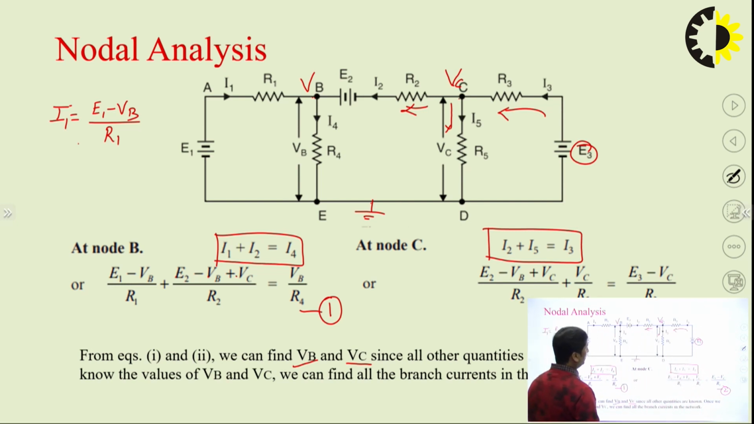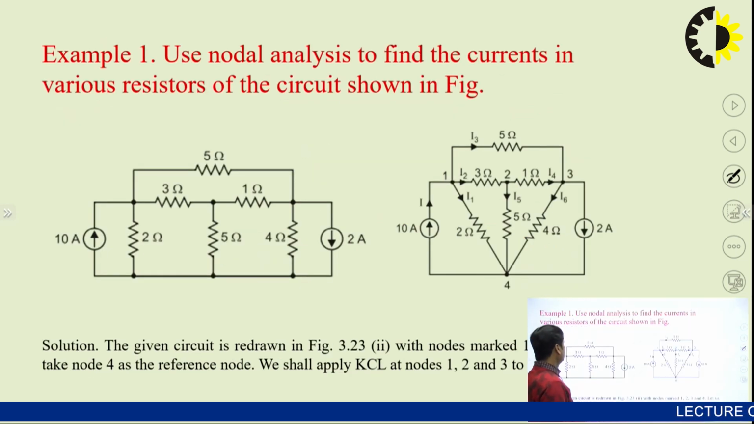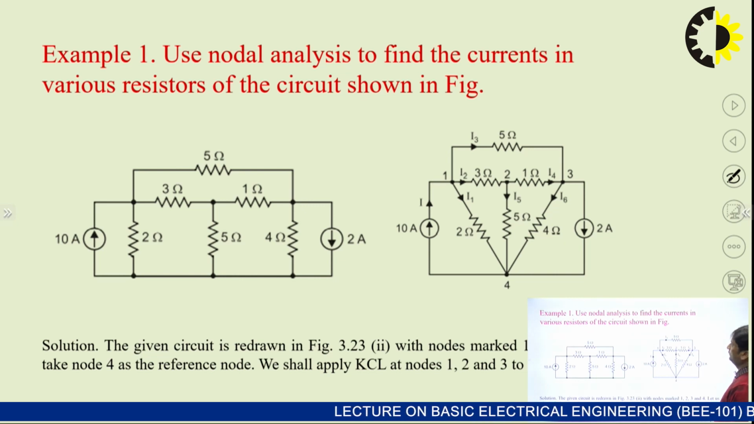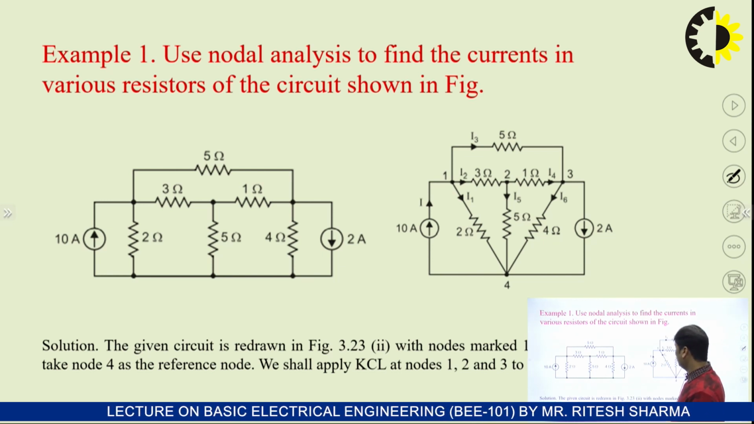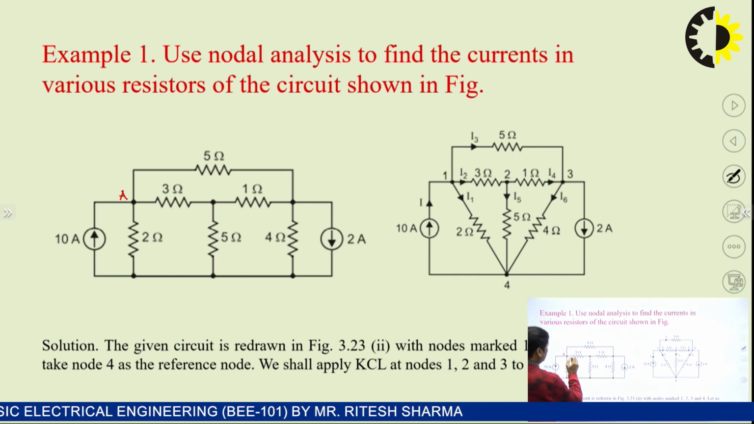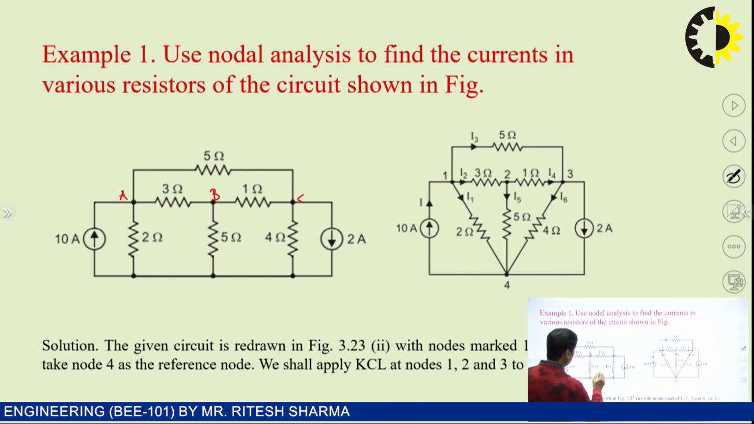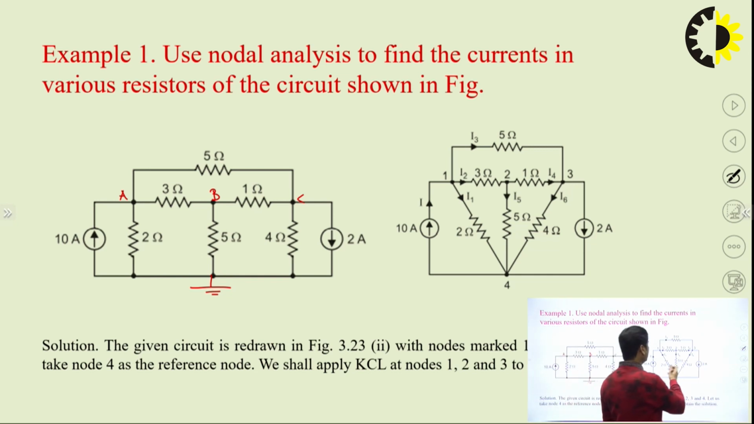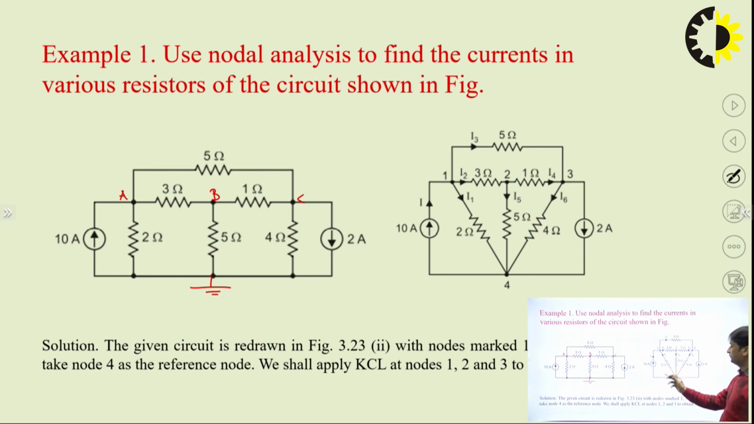So let us apply this technique to solve a numerical. Suppose this is the question in which we have to find the current in the various resistances using nodal analysis. By seeing the circuit, we can say that we have three nodes. Suppose this is A, this is B, and this is C, and this one is called the bottom node. The bottom node has zero potential or is grounded. So this circuit can be redrawn in this way.